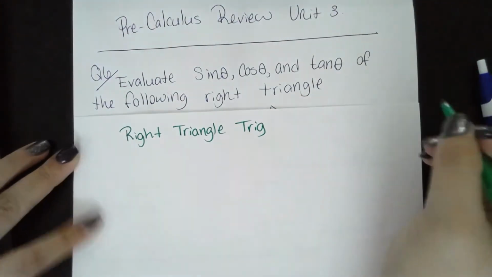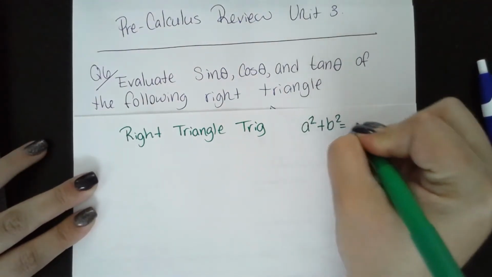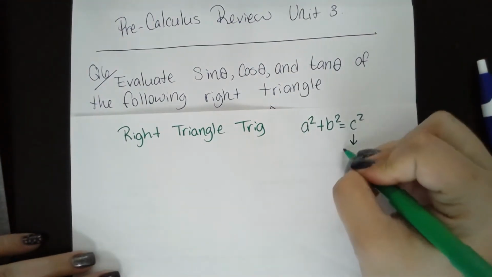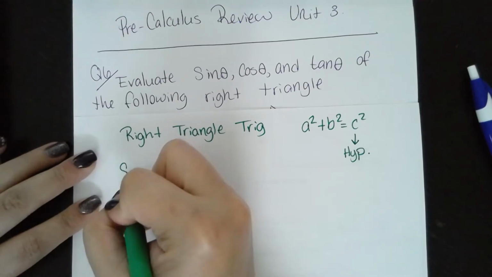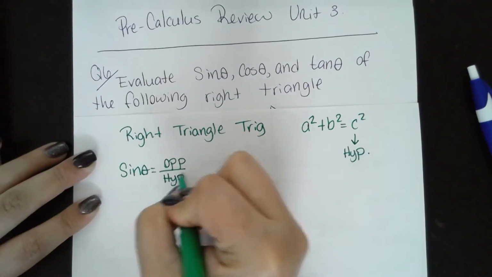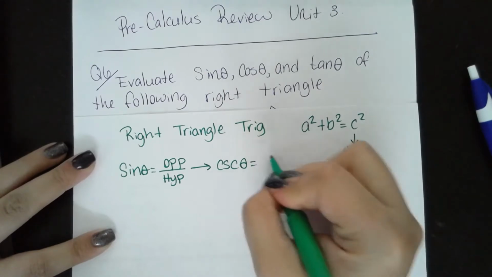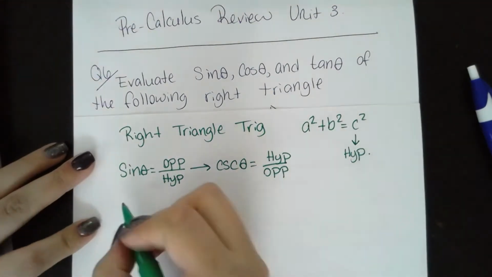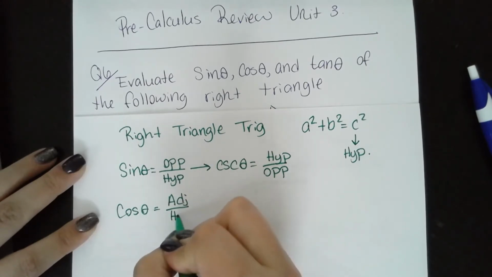Trig. There are a few formulas that we need to remember. First is a squared plus b squared equals c squared to solve for the sides of the triangle. C has to be the hypotenuse. And then we have 6 trig functions. The first one is sine theta, which is opposite over hypotenuse. Remember, the reciprocal of sine is cosecant, so cosecant theta is hypotenuse over the opposite side. Then we have cosine theta, which is adjacent over hypotenuse.